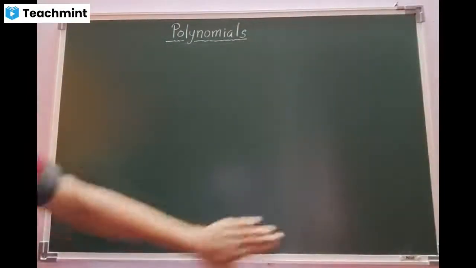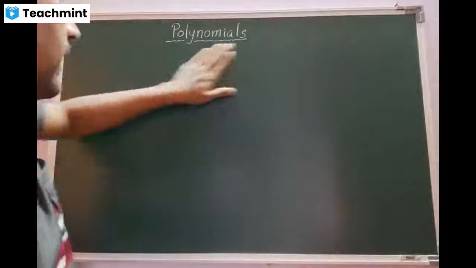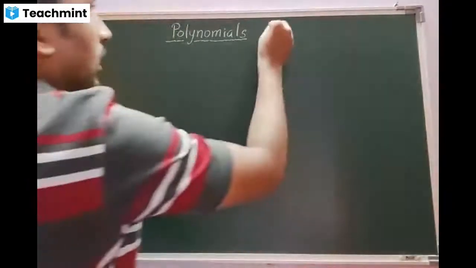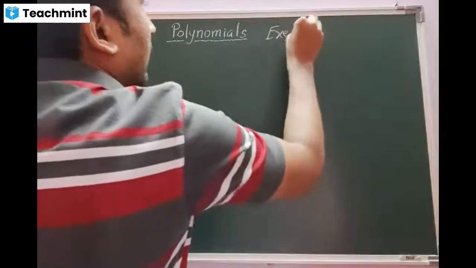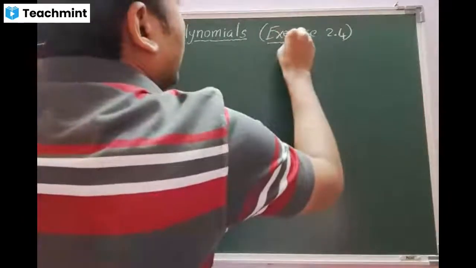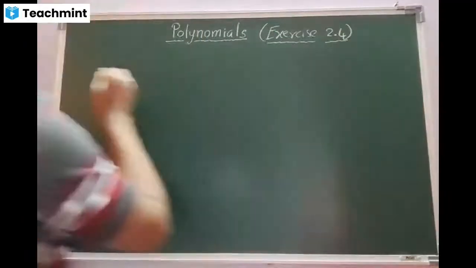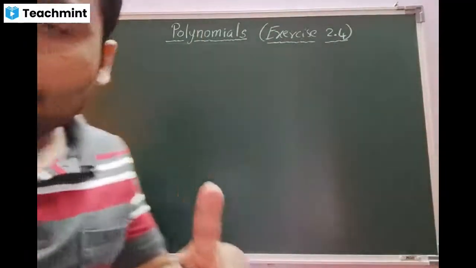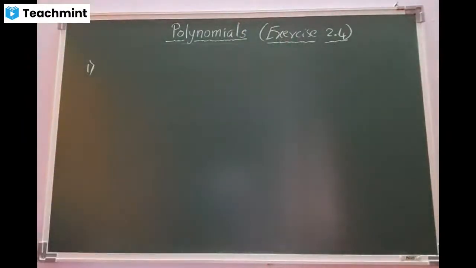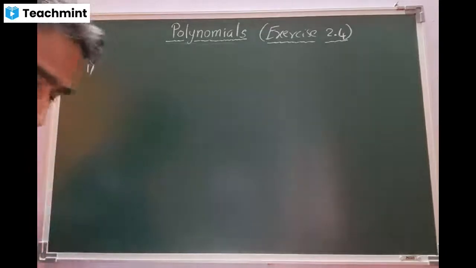Yeah, beta, just 1 minute. All of you write down the side heading: Exercise 2.4. Okay, Muskan, read the first main question, quick. Determine which of the following polynomials has x plus 1 as a factor. First, x cube plus x square plus x plus 1.